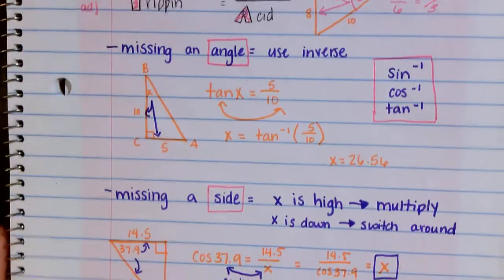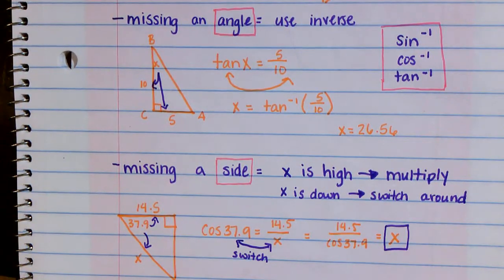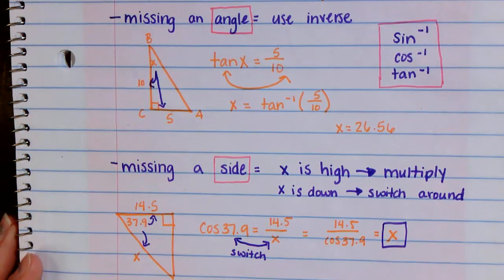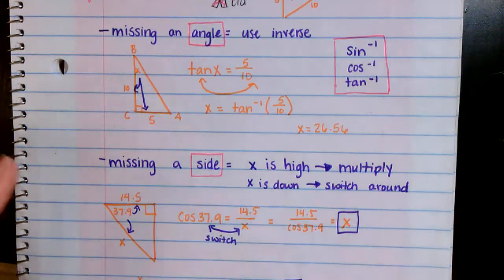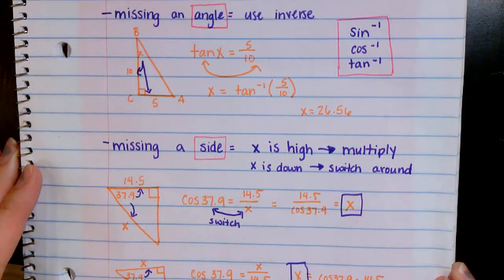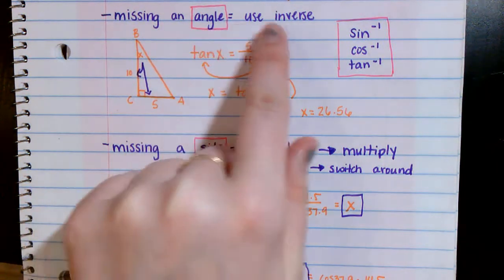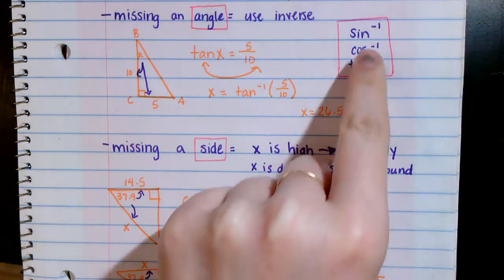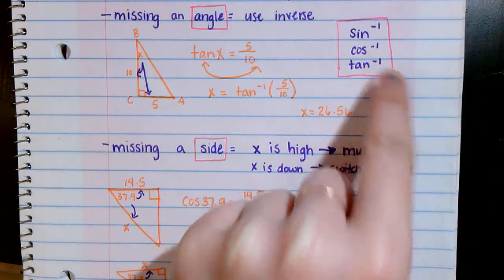Now there's two types of questions they could ask you. They're either asking you for an angle that's missing or a side that's missing. So I gave you two examples here. Let me zoom out some. Here we go. So if they're missing an angle, you're going to use an inverse function. And that would be where you have the power of -1. It represents an inverse function.